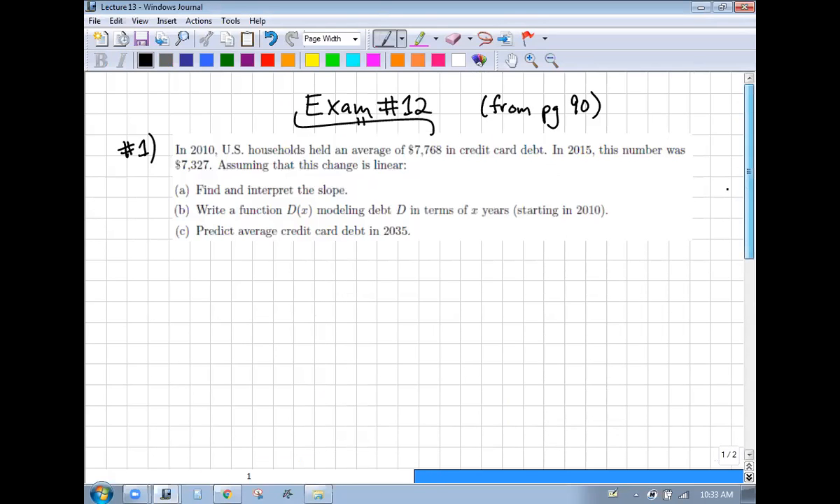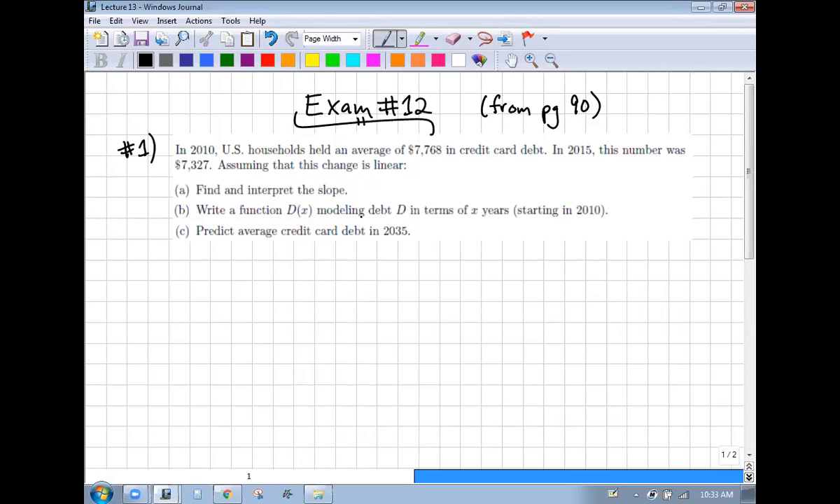Let's look at number 1. In 2010, U.S. households held an average of $7,768 in credit card debt. 5 years later, in 2015, this number was $7,327. Assuming that this change is linear, find and interpret the slope. So when they say the change is linear, that means from year to year, the change in credit card debt is the same amount.